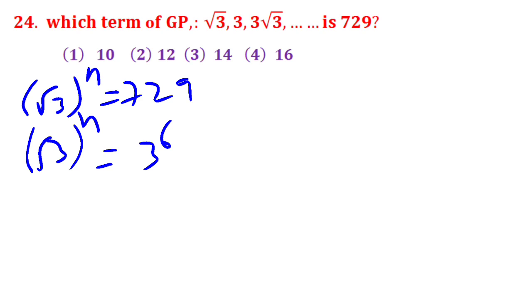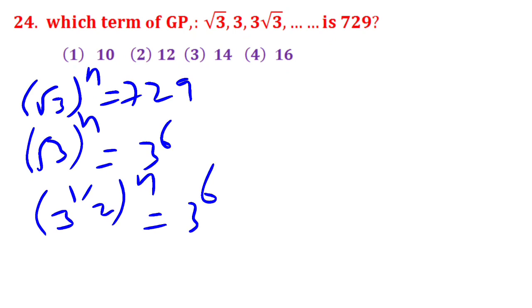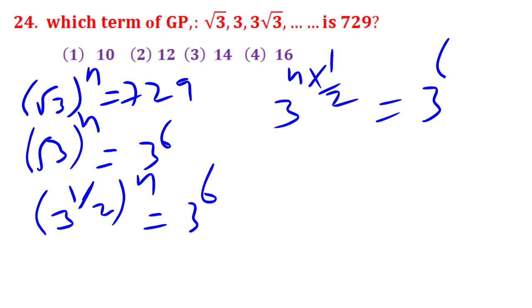But here the bases are not the same, they are different. Left side root 3, right side 3. So to make the bases equal, what we are doing, 3 to the power of 1 by 2 whole power n equals 3 to the power of 6. Now a to the power of m whole to the power of n equals a to the power of m into n. So n into 1 by 2 equals 3 to the power of 6.